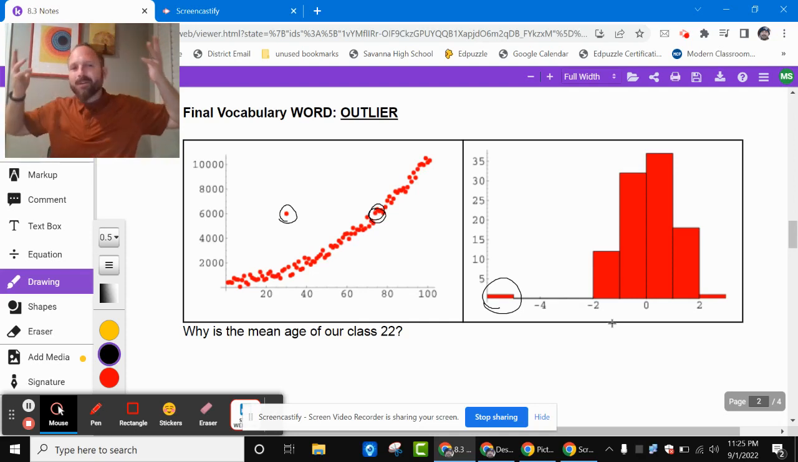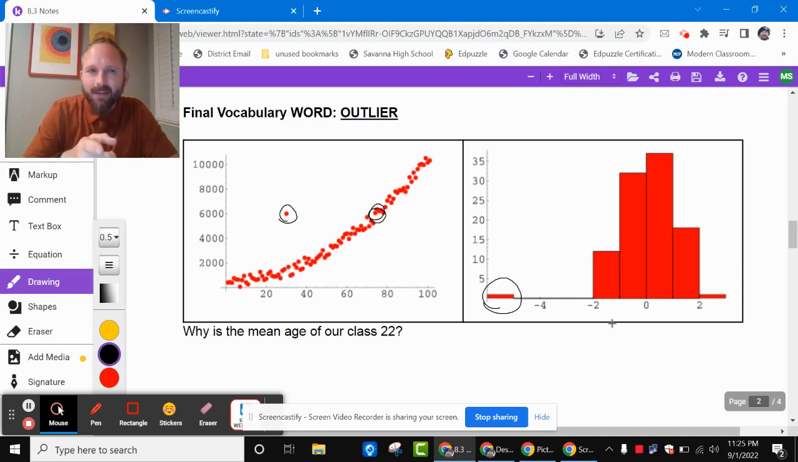So, here's a question. Why is the mean age of our class 22, even though the average age is like 17 or 16? Go ahead and answer that question.